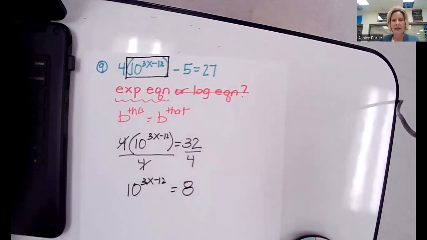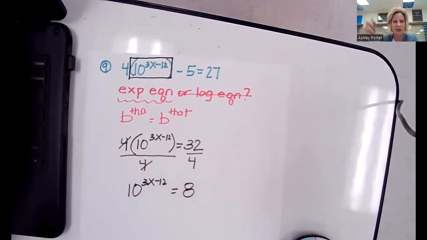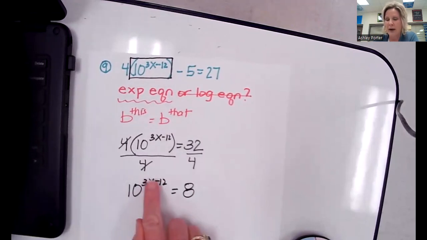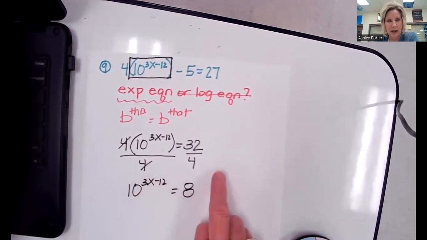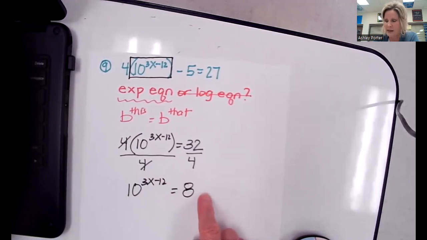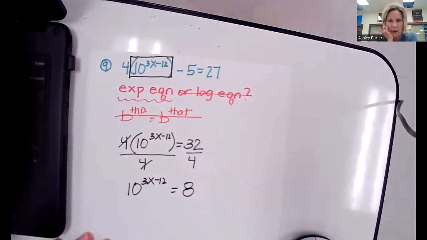Now decide, is it b to the this equals b to the that? You can't really tell till you get the exponential equals one thing on this side. If it was 10 to the 3x minus 12 equals 100 or something like that, it would be 10 to the this equals 10 to the that. But 10 and 8 are not powers of the same base. So no, it's not b to the this equals b to the that.